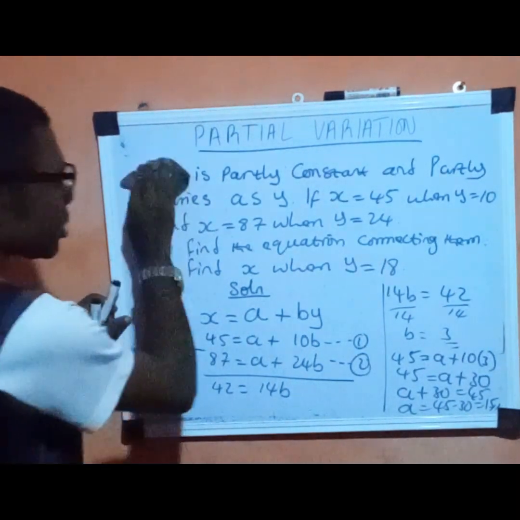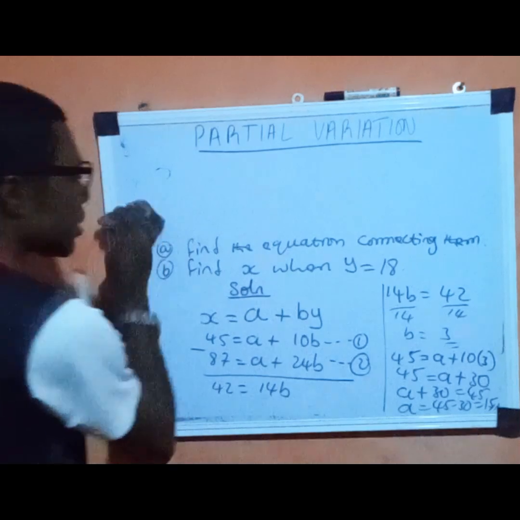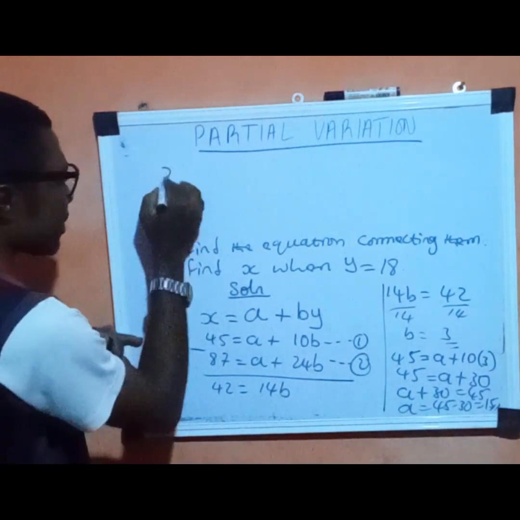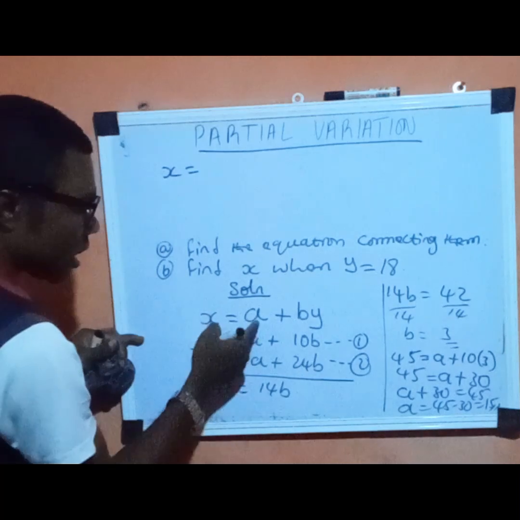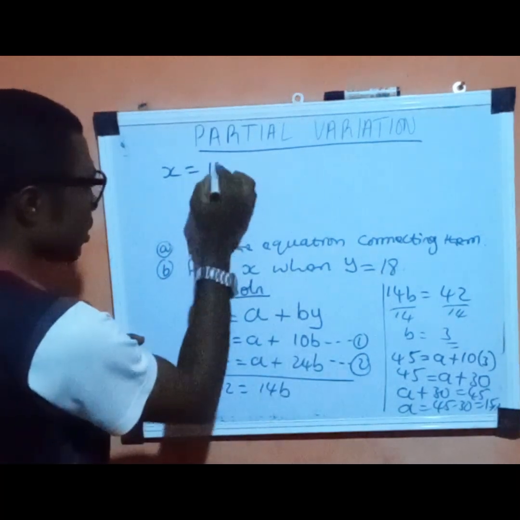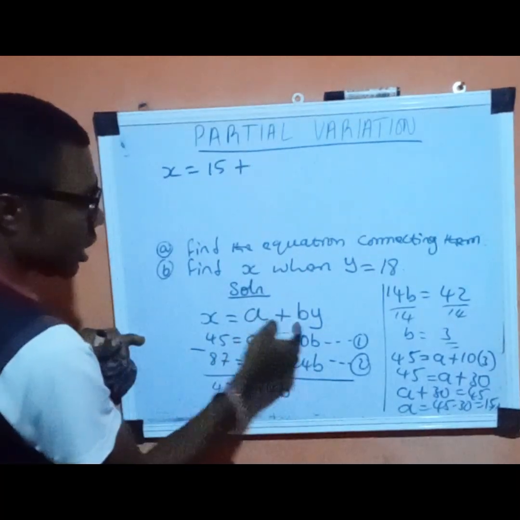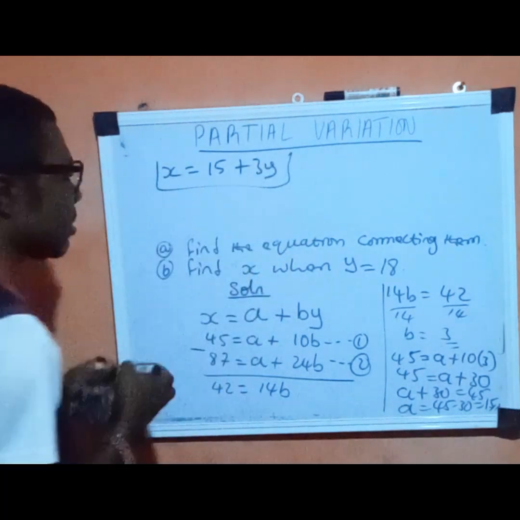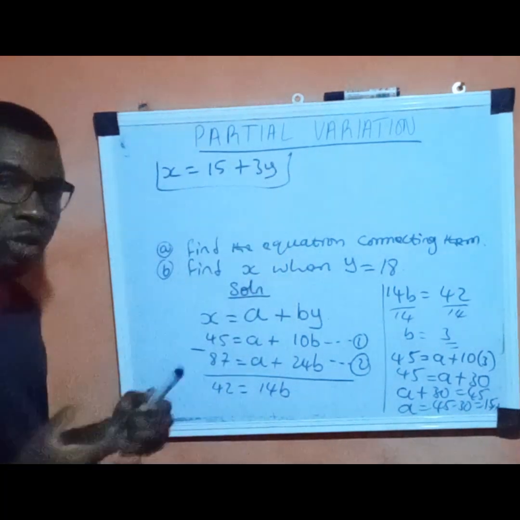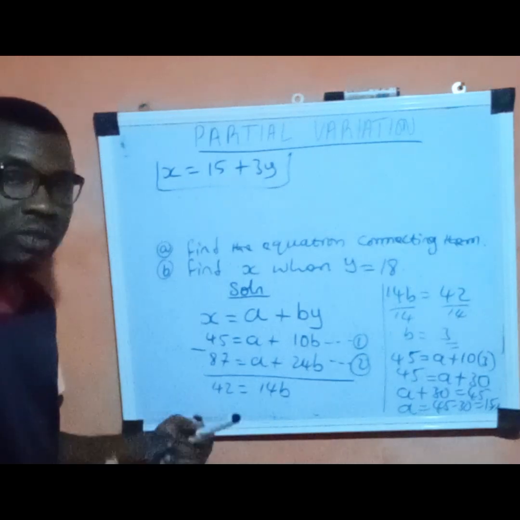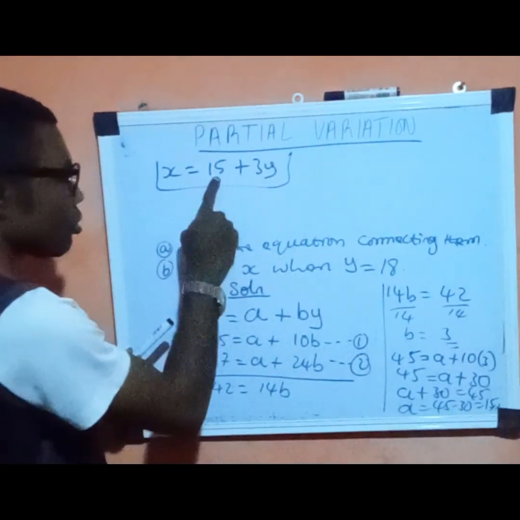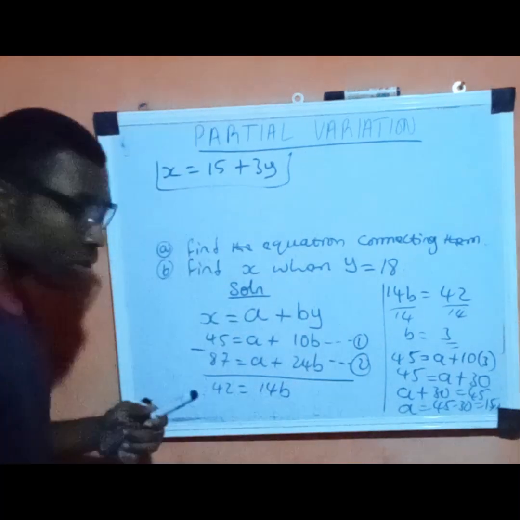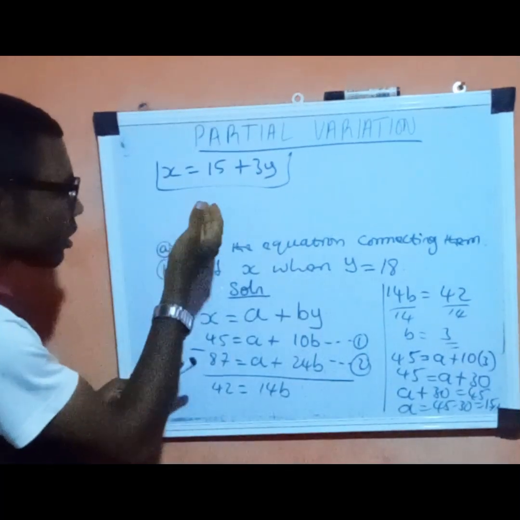My board is too small, so let's see this. If we substitute it here, we are going to have x equals A is 15 plus B is 3y. So this is the equation connecting them. Because in the equation connecting them, it's simply for you to find a constant and substitute, and these are the two constants A and B. This equation connecting them we are going to use to solve any other question that comes. You see how the partial variation looks.